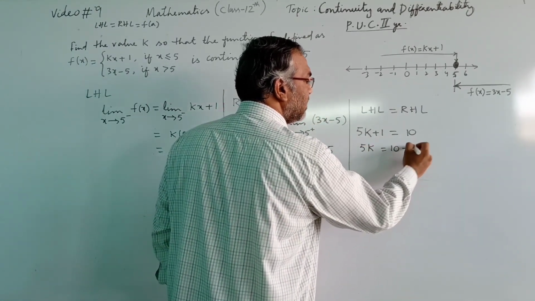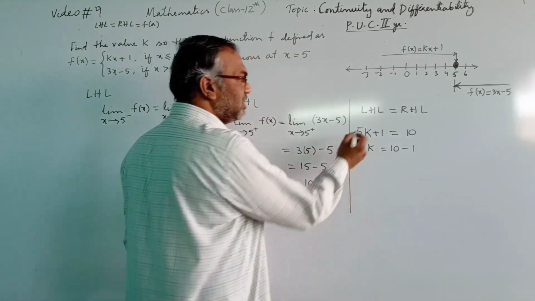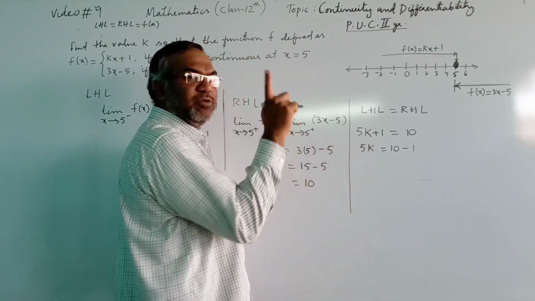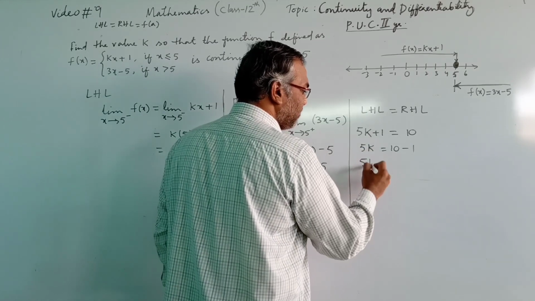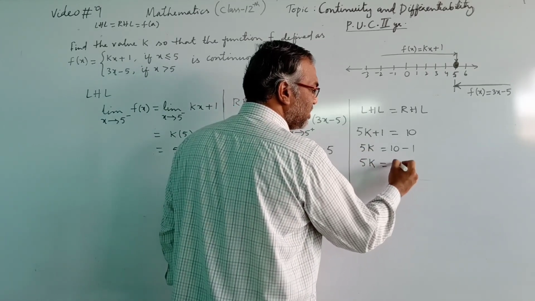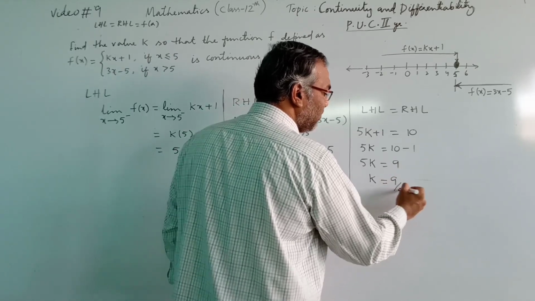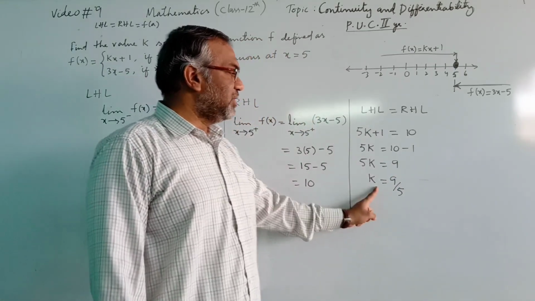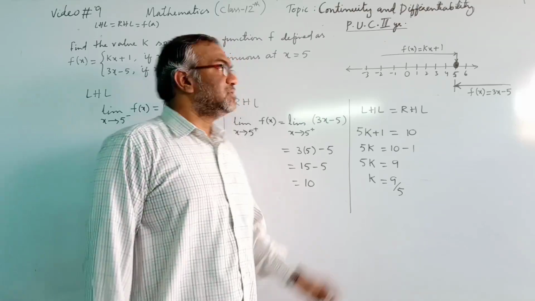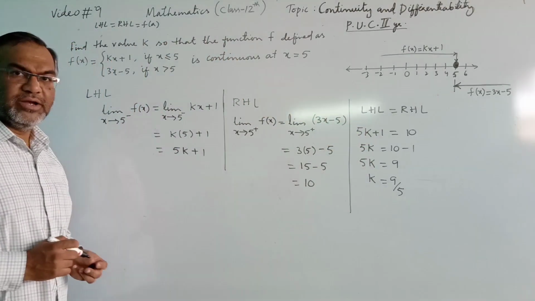It's a simple linear equation in one variable only, k. So 5k is equal to 10 minus 1, which is 9. Therefore k is equal to 9 by 5. We got the value of k. This is how we solve the problem.